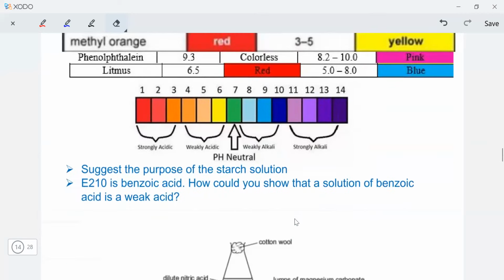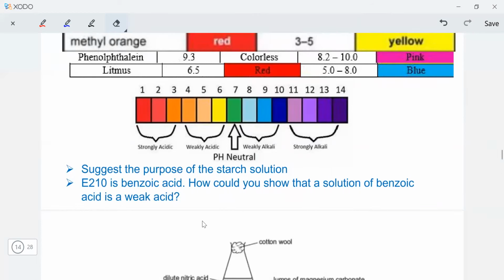Then here, this is the pH paper. Remember that a strong acid is from pH 1 to 3, and usually it is red in color. Then weak acids are orange in color. Neutral is pH 7, which is green in color. Then we have weak alkalis from 8 to 10, and strong alkalis from 11 to 14.